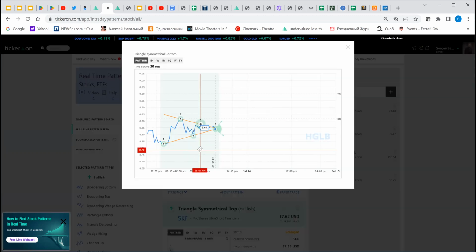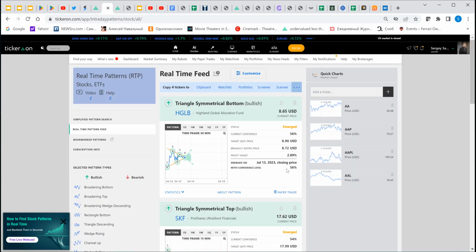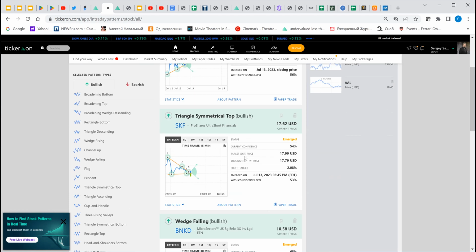If I want, I can look into details. You see, it's a triangle pattern, and it gives me a specific confidence level, time, price to entry, and times to exit. Okay, so right now, because it's bullish, entry is here, exit is here. So you can potentially make 2.89% of profits. Okay, so the same thing for all other patterns.